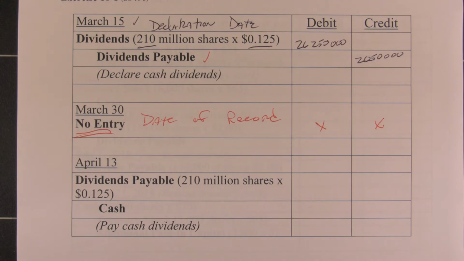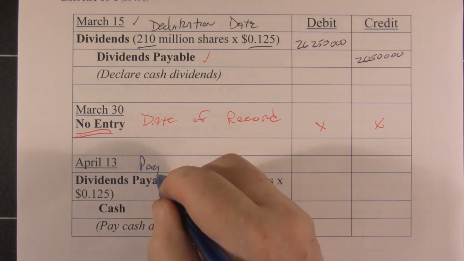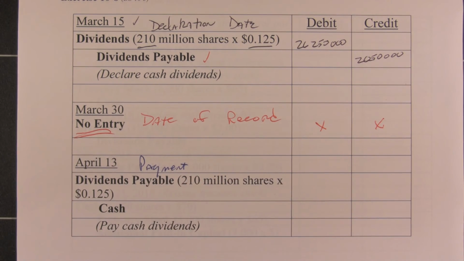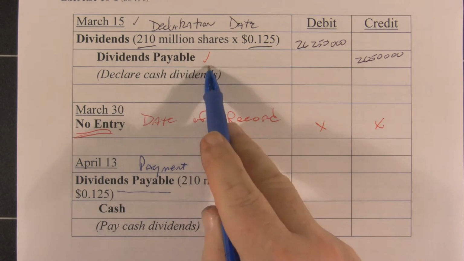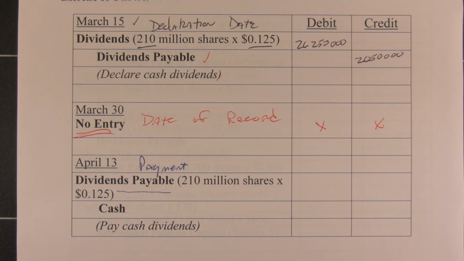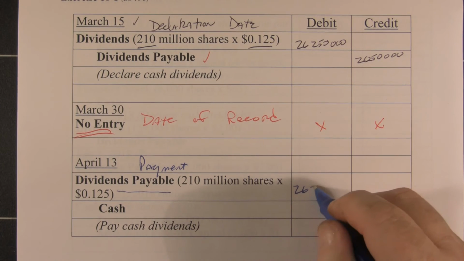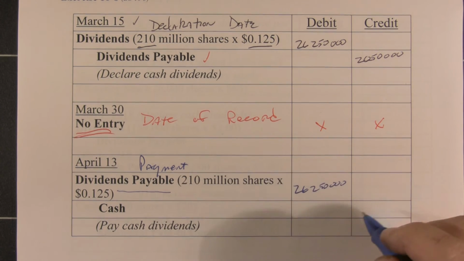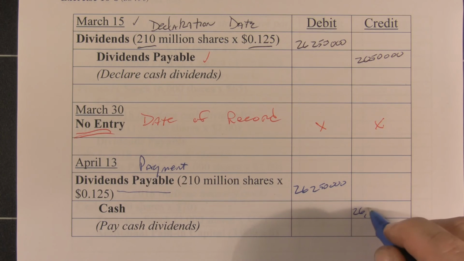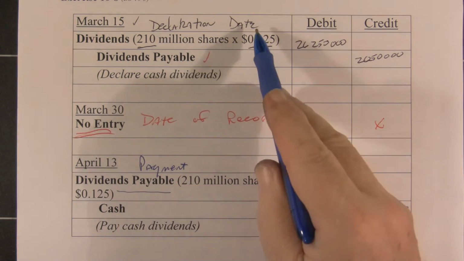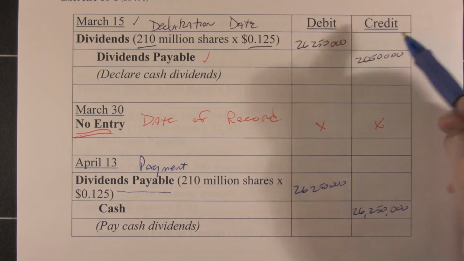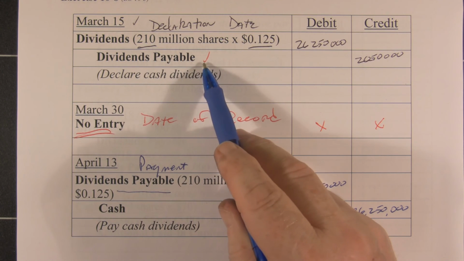Then on April 13th, that's the payment date, and that's when we're actually going to send out the checks. Notice we now come to dividends payable, not dividends, because we already recognized that current liability on March 15th. So we're going to debit the dividends payable for the $26,250,000 and credit our cash for $26,250,000.